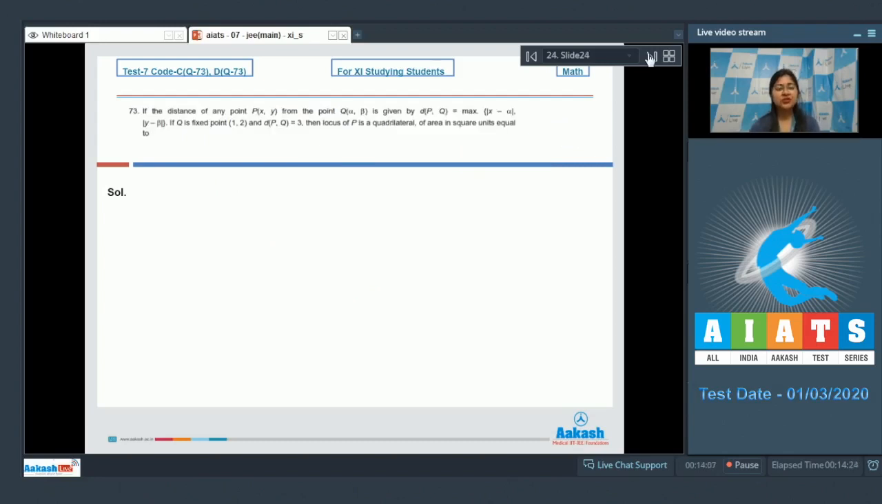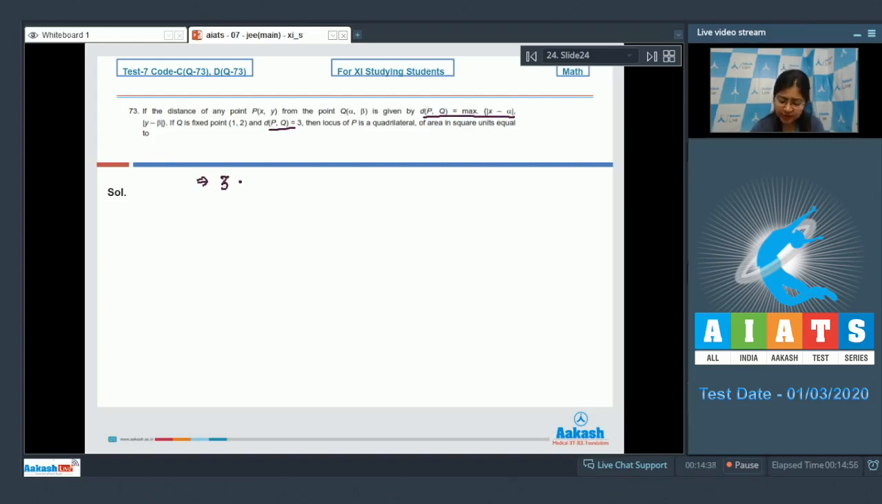Next is question number 73, which says if the distance of any point P, that is (x, y), from the point Q, that is (alpha, beta), is given by distance between P and Q is equal to maximum of |x minus alpha|, |y minus beta|. If Q is the fixed point (1, 2) and distance between P and Q is 3, then locus of P is a quadrilateral of area in square units equal to. See, we are given over here this equation and we are given that distance between P and Q is 3.